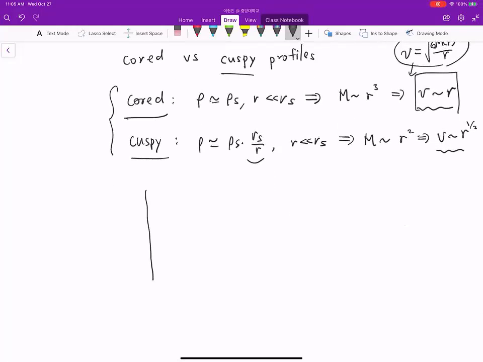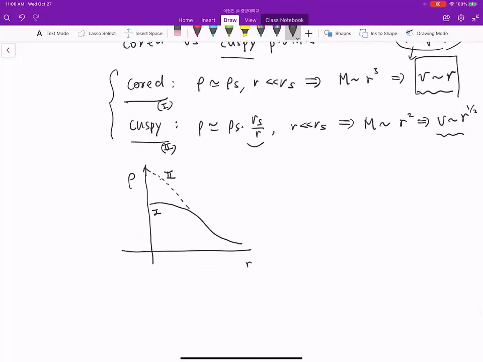So, a cored profile and a cuspy profile. The dark matter density behaves like something like that, and you can infer the velocity curve in the inner region.